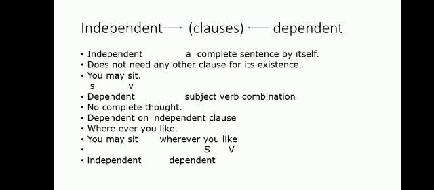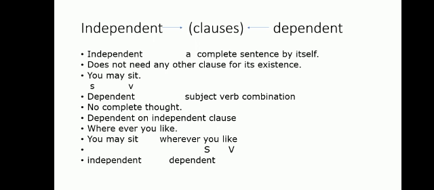Now we have differentiated between phrases and clauses. Clauses can be of two types: they can be independent and dependent as well. Girls, as far as an independent clause is concerned, it has different conditions. Number one, it is a complete sentence by itself. Number two, it does not need any other clause for its existence.